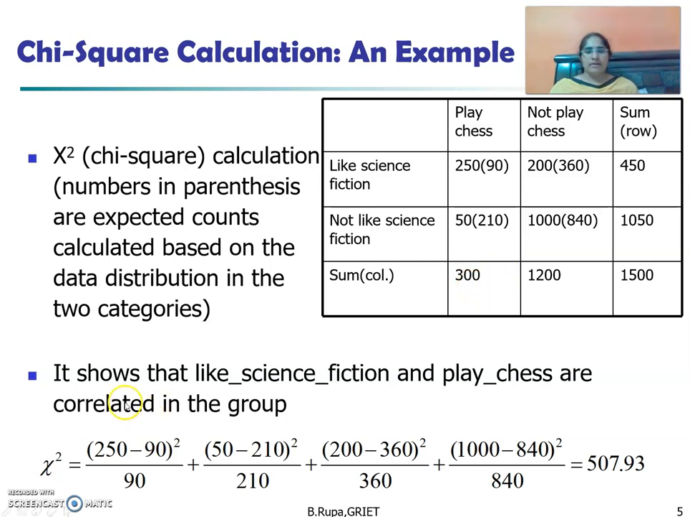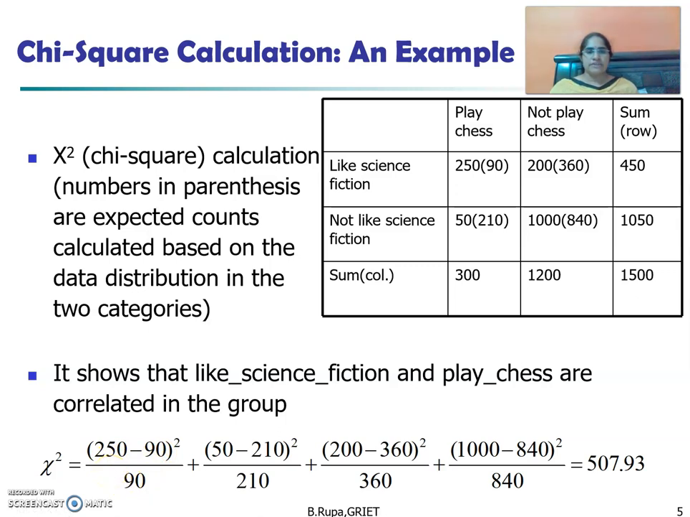It shows that like science fiction and play chess are correlated in a group. Why? Because the expected value is less compared to the actual value. Let us apply this formula: (actual value minus expected value) whole square by expected value.